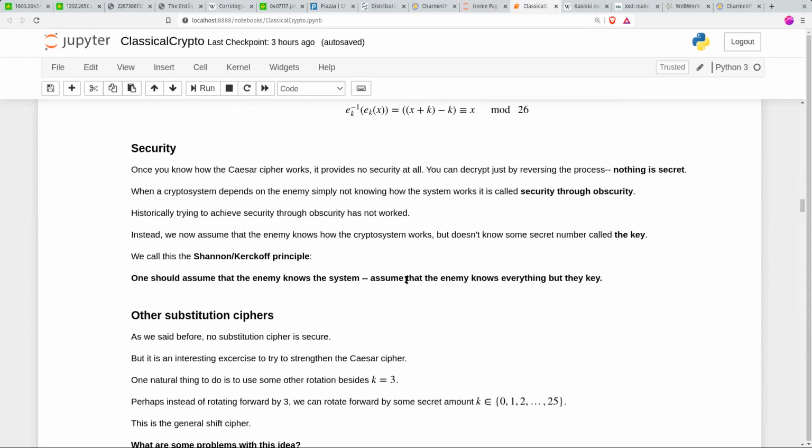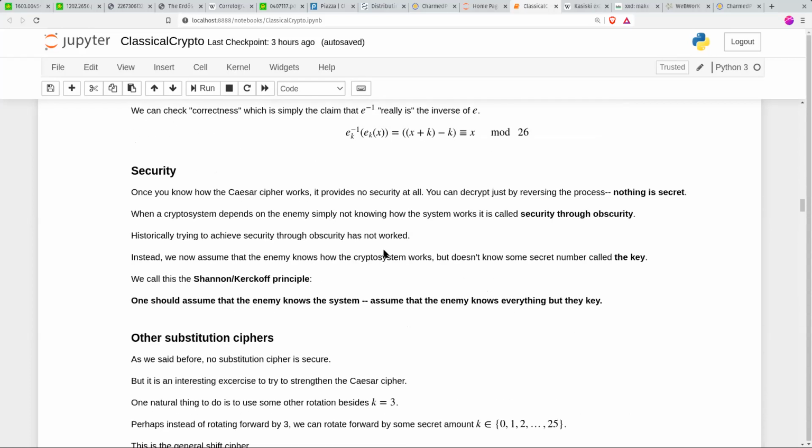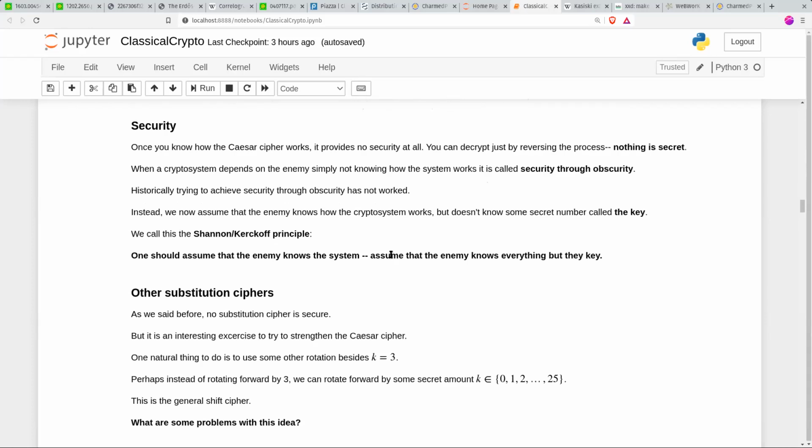All right. So the Caesar cipher is the simplest possible cipher that might actually do something, and it's very insecure once you know how it works. Actually, once you know how it works, you can just undo it yourself. There's no secret that is shared by the sender and the receiver. In some ways, there is no key, because the key is always 3. So once you know how the system works, you can just decrypt anything you want.